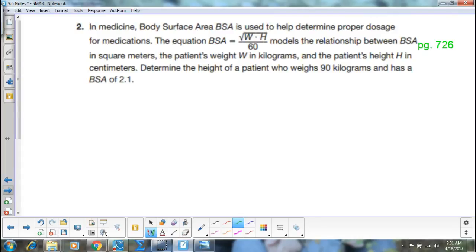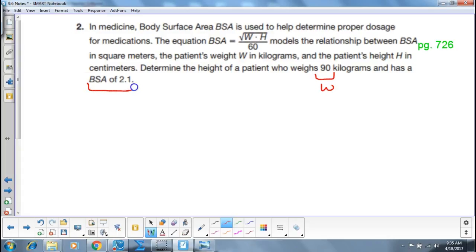This is number 2, I think, on the same page. Want to try it by yourself? So, in medicine, body surface area, BSA, is used to help determine proper dosage of medications. The equation is BSA equals the square root of W times H divided by 60, in square meters, where W is the patient's weight in kilos and H is the patient's height in centimeters. Determine the height of a patient who weighs 90 kilos, so that's a W, and has a BSA of 2.1.